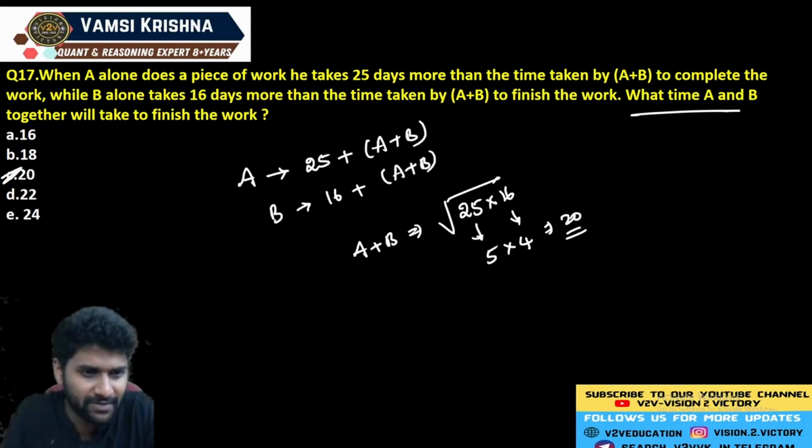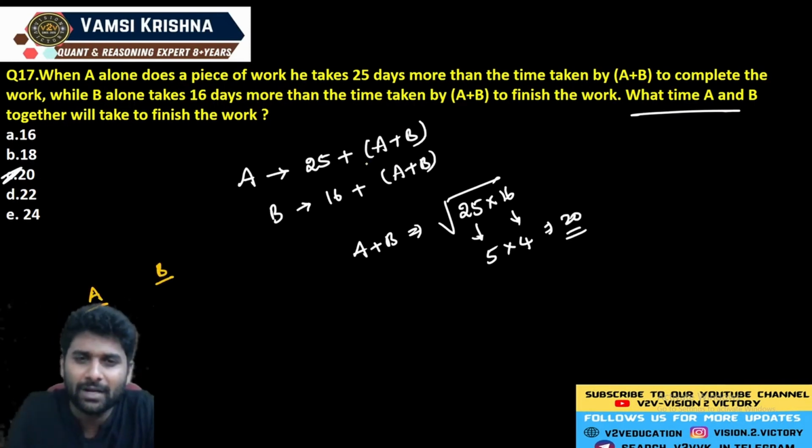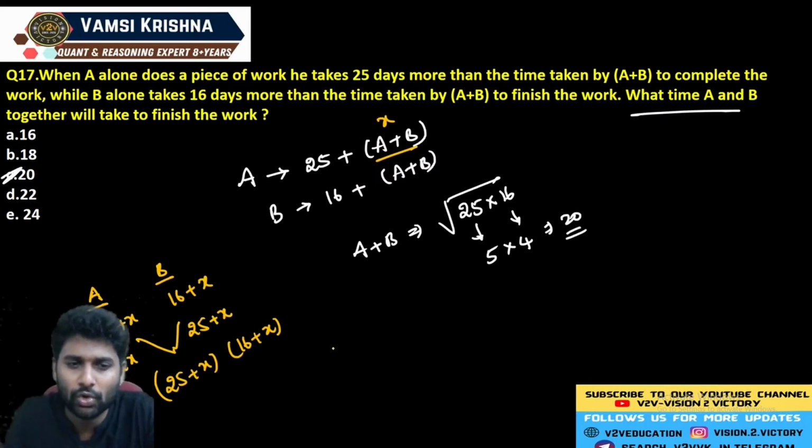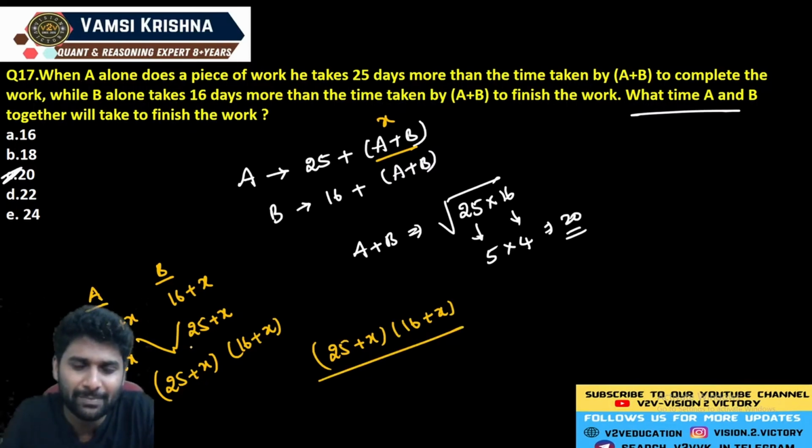If you want the procedure, let me help you with the procedure too. Why? Because you should learn all the concepts, guys. Let me tell you. A, B. Now for the question, A and B together take x days. For A, it takes 25 plus x. For B, it takes 16 plus x. So what is the total work? It is a common multiple of 25 plus x and 16 plus x. Now how much time does A take? 25 plus x. B takes how much time? 16 plus x. Now total work divided by the efficiency of that person. So 16 plus 25 is equal to 41 plus 2x.